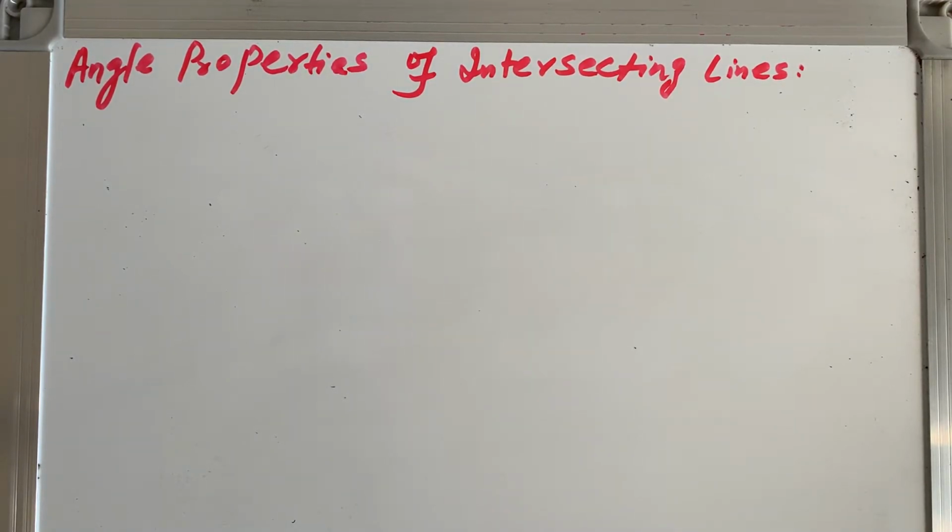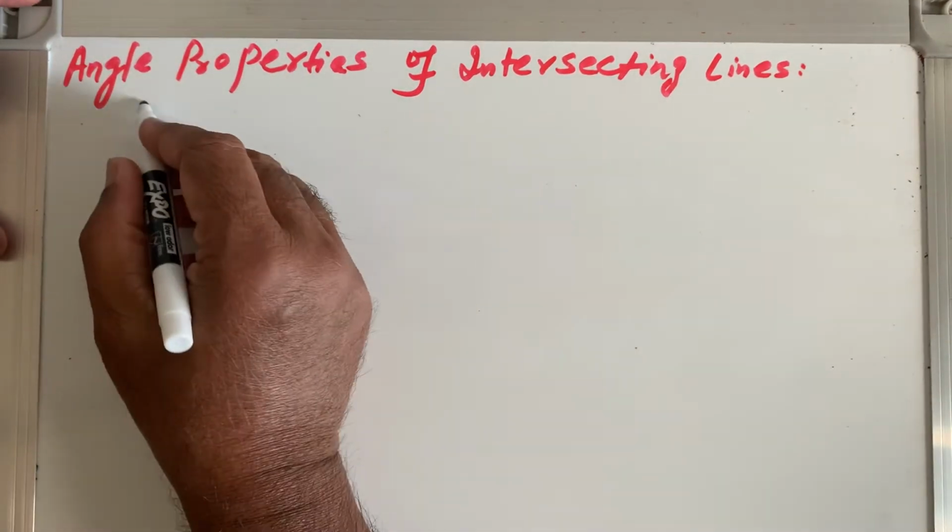Today our topic is angle properties of intersecting lines. So we will be learning here a few things which are basic for grade 8s. Identify complementary angles, supplementary angles and opposite angles. So we will define all of these three here. First, we have to define what is a complementary angle.